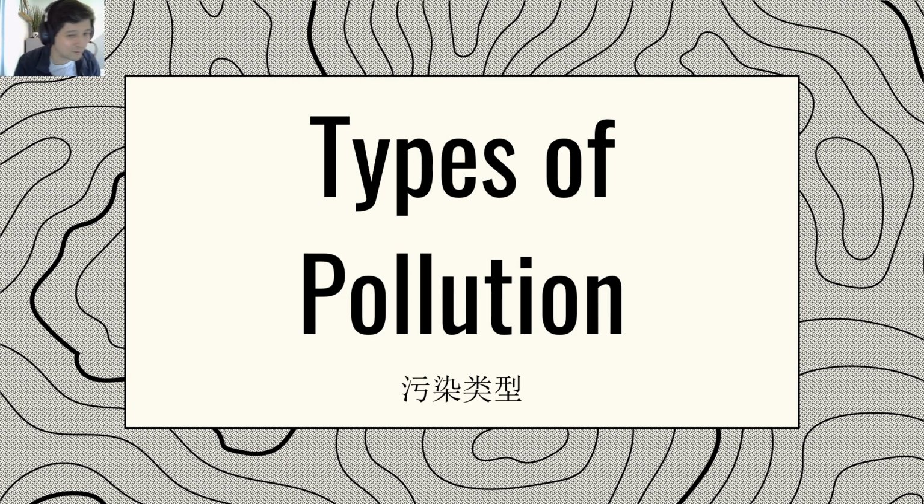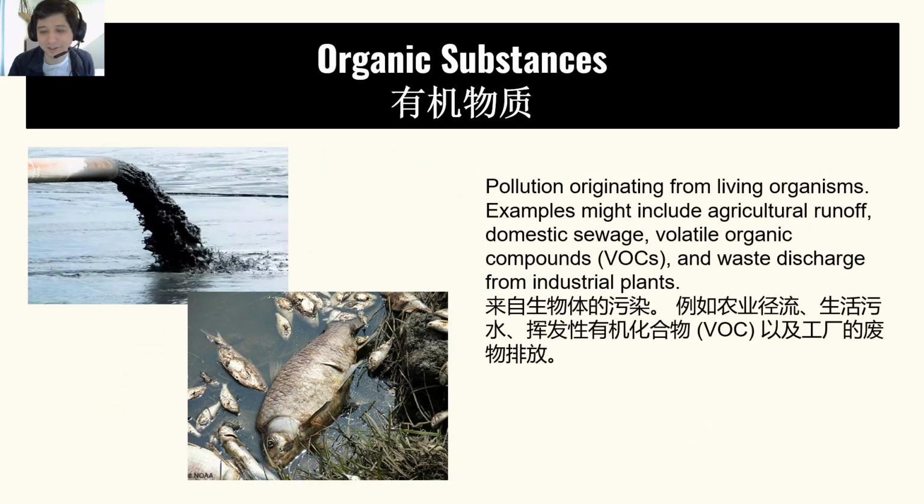All right. We're going to start out with definitions, types of pollution. First, we see this word again, organic. So organic substances. When we say organic substances, we're talking about organic pollution. This whole unit is about pollution. In this case, this is pollution originating from living organisms. The examples might be agricultural runoff, domestic sewage, volatile organic compounds, which we'll learn more about in the atmospheric systems unit, and waste discharge from industrial plants. So the key point here is a lot of these come from living organisms, right?